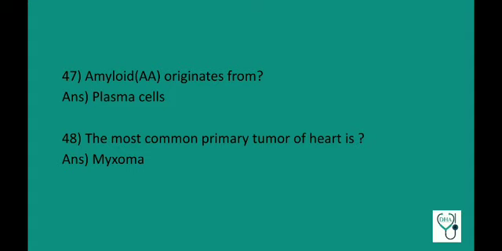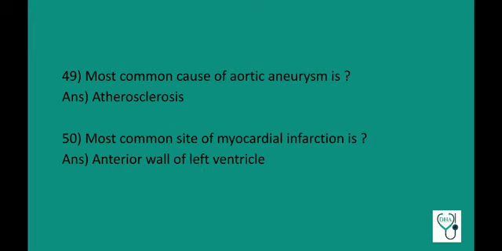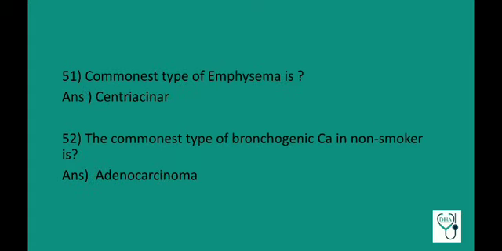Amyloid AA originates from plasma cells. The most common primary tumor of heart is myxoma. Most common cause of aortic aneurysm is atherosclerosis. Most common site of myocardial infarction: anterior wall of left ventricle. Commonest type of emphysema is centriacinar.